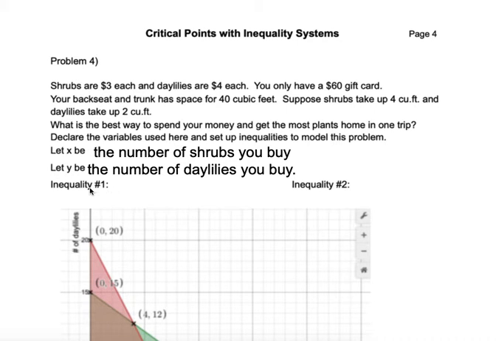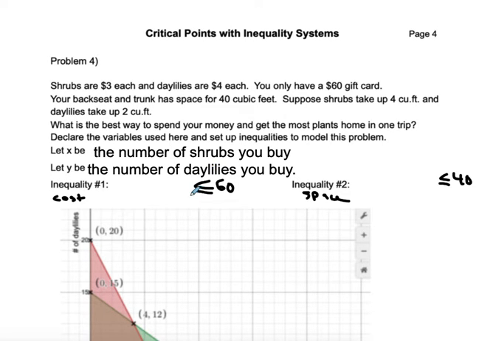Now we're going to talk about our restrictions. So those inequalities are going to be set up by restrictions. And here for our restrictions, the first one is we only have a $60 gift card. So the amount of money we spend, so the first one is a cost restriction. The cost has to be less than $60. The second one is a space restriction. So here we have only 40 cubic feet inside of our vehicle. So we've got to be less than or equal to 40 cubic feet and less than or equal to $60.